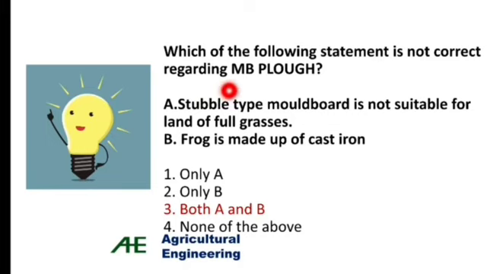So the first sentence is also wrong. Stubble type mold board is suitable for stubble soil, not grasses. For grasses it has sod type or breaker type mold board. Then frog is not made up of cast iron. So comment below from which metal the frog has been made. So here the answer C will be correct. Both A and B are not correct.